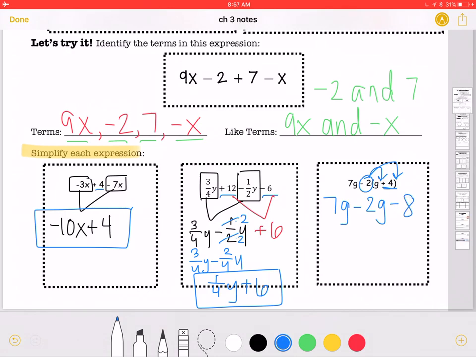Now I got rid of my parentheses, but am I fully simplified? Did I combine all like terms, or do you still see like terms here? Hopefully you're noticing you see like terms. 7g and -2g. Really, you're just doing 7g minus 2g. What is 7g minus 2g? Should give you 5g, and then bring down your constant because I have nothing to combine that -8 with. So I have 5g minus 8.